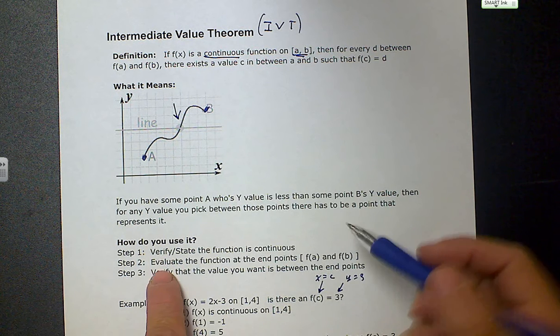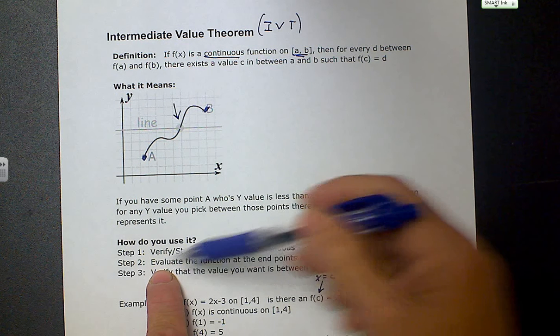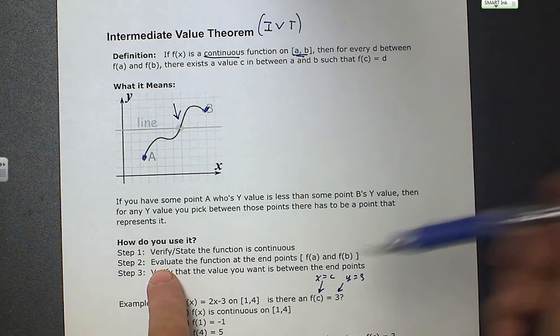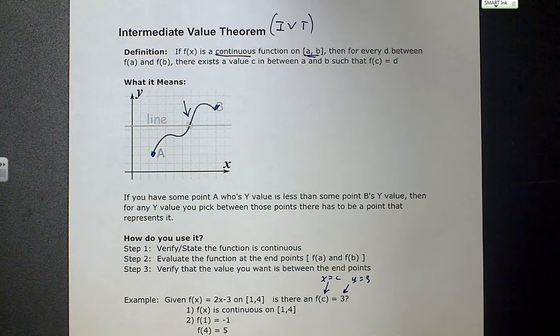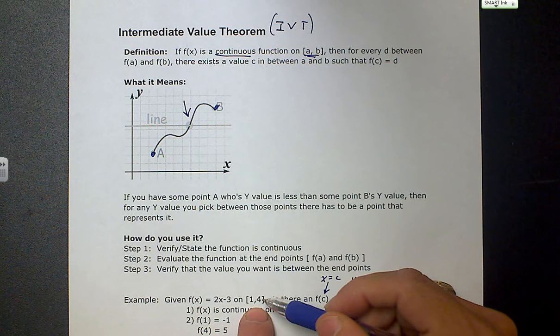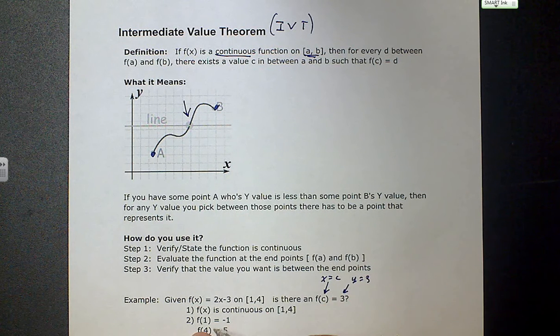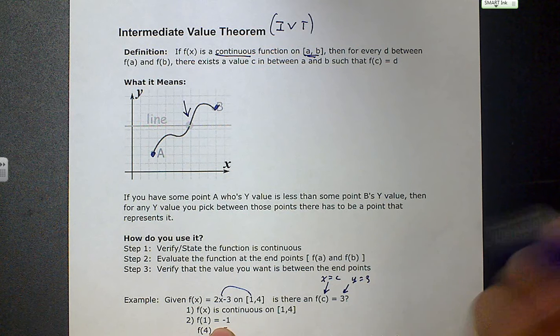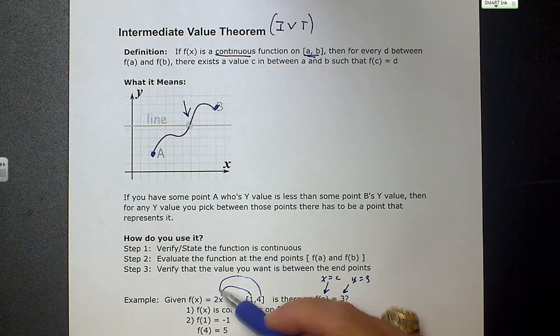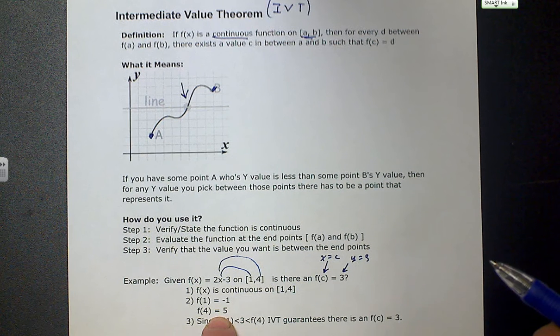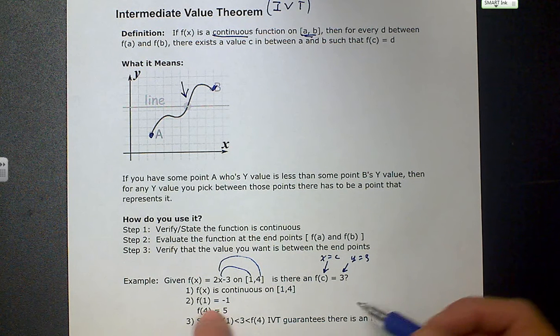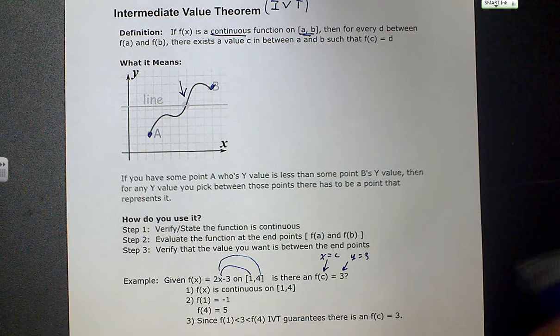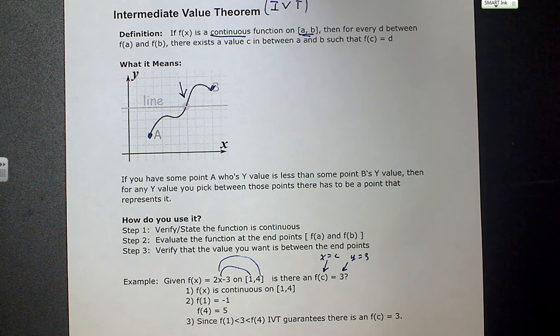Step 2, always evaluate the function at the endpoints. Find f of a and f of b. So down here, I've got 1 and 4 as my endpoints. F of 1, well, 2 times 1 is 2, minus 3 is negative 1. 2 times 4 is 8, minus 3 is 5. So I've evaluated my endpoints right here. And so I know I'm between negative 1 and 5. Those are my y-coordinates, right?